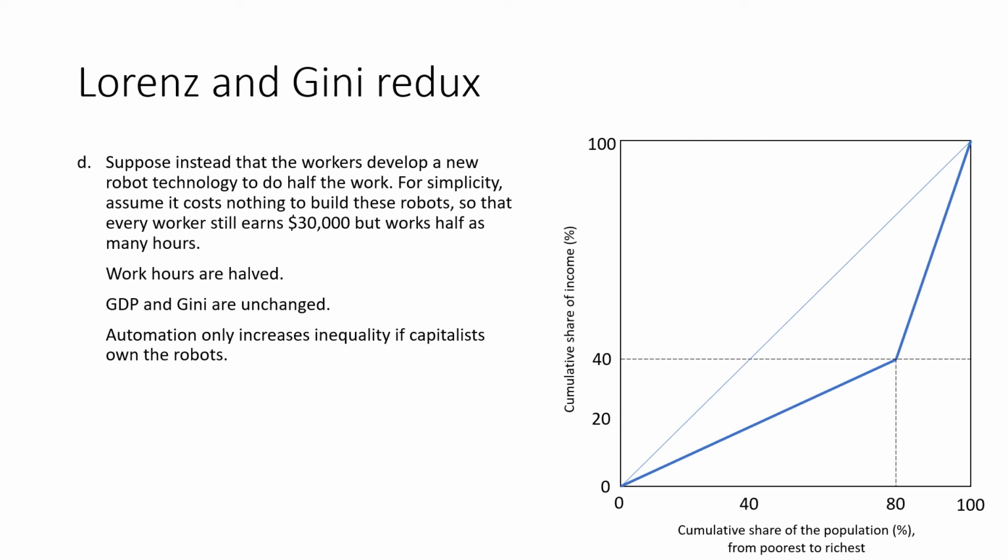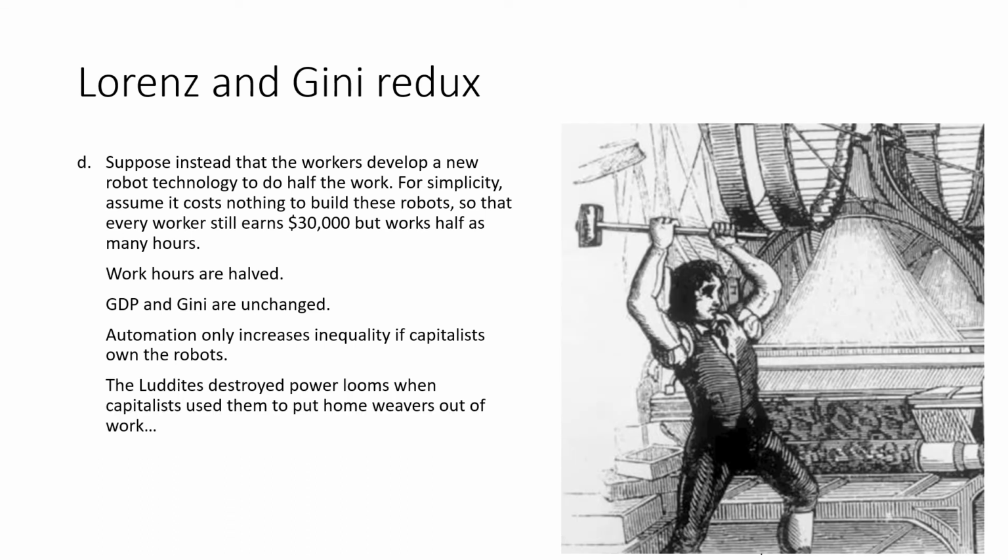The key thing to understand here is automation only increases inequality if the capitalists own the robots. And this goes back to a topic that we addressed at the very beginning of the semester, where the Luddites famously destroyed power looms because capitalists were using them to put home weavers out of work. Ultimately, though, this technology didn't put workers out of work in the long run. Ultimately, political reforms were used to ensure that workers benefited from technological progress, in the form of shorter work hours and higher wages.